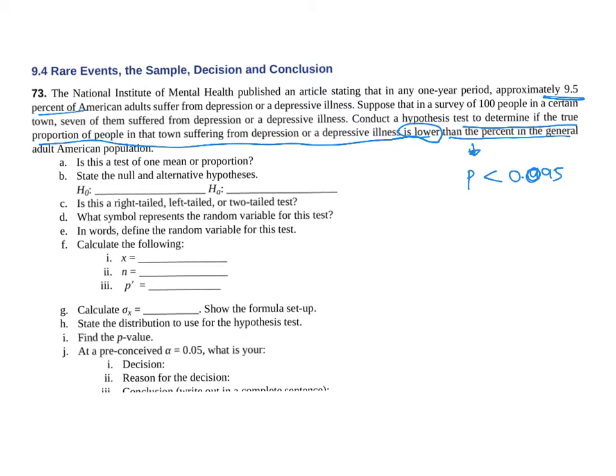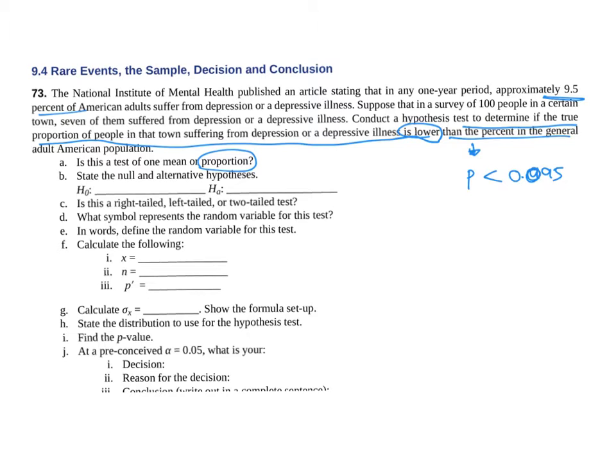So, is the test for mean or proportion? It is proportion, because look at the percentage, right? Well, it says proportion here, but even if it didn't say that, we're testing if it's less than 9.5%. So, null and alternative hypothesis.